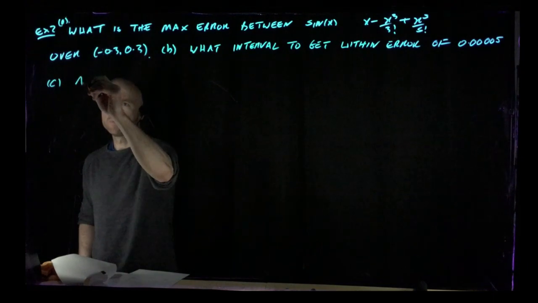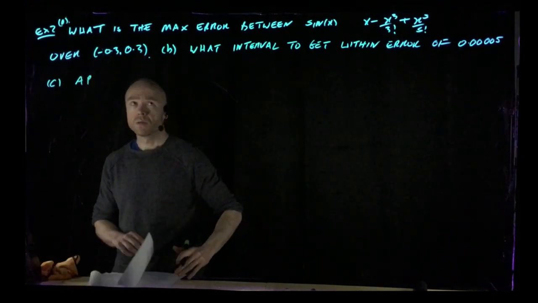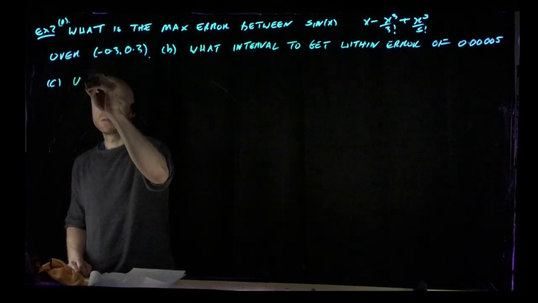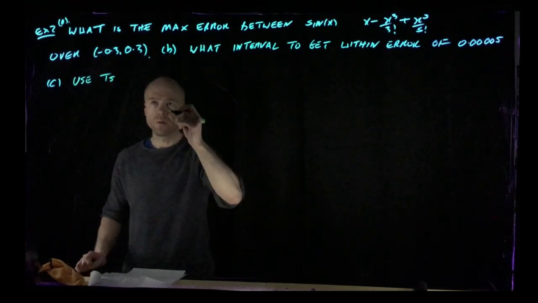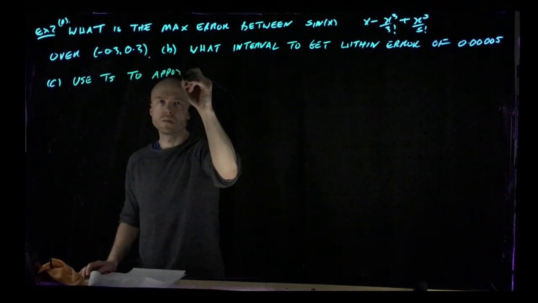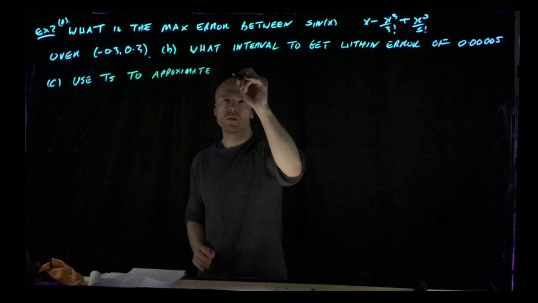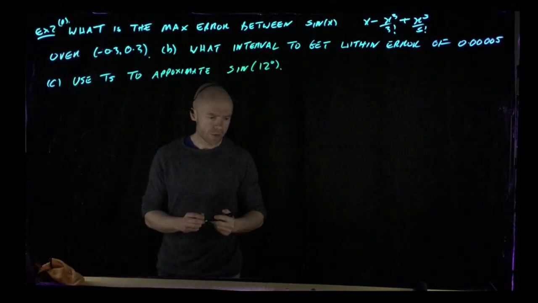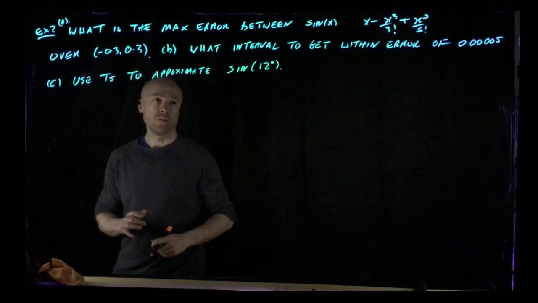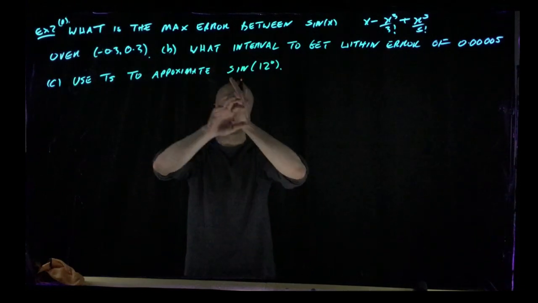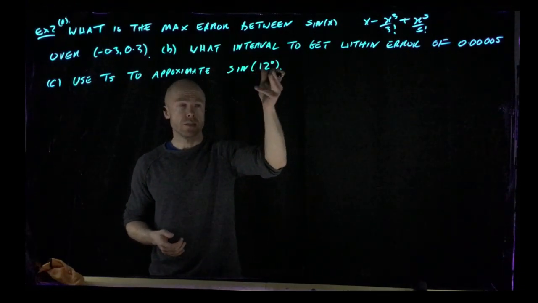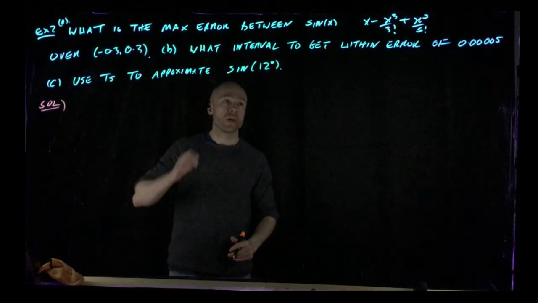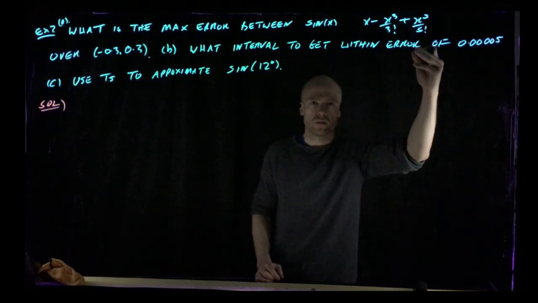Use the T5 fifth order Taylor polynomial to approximate sine of 12 degrees. Okay, cool. So this is kind of the thing I was alluding to back at the start, that if we had no computers and if we were down to trying to calculate things like sine of 12 degrees, we would be using exactly this. We would not have much choice. So this is the first terms of the Taylor expansion. The order is 5, so this is T5, right?